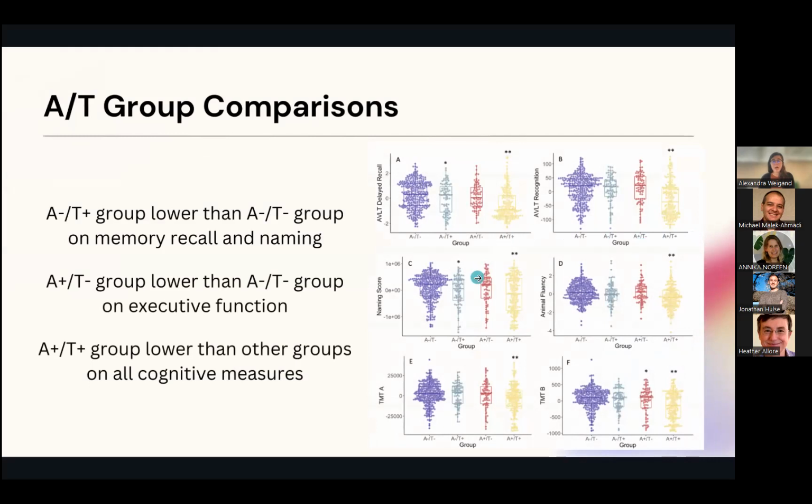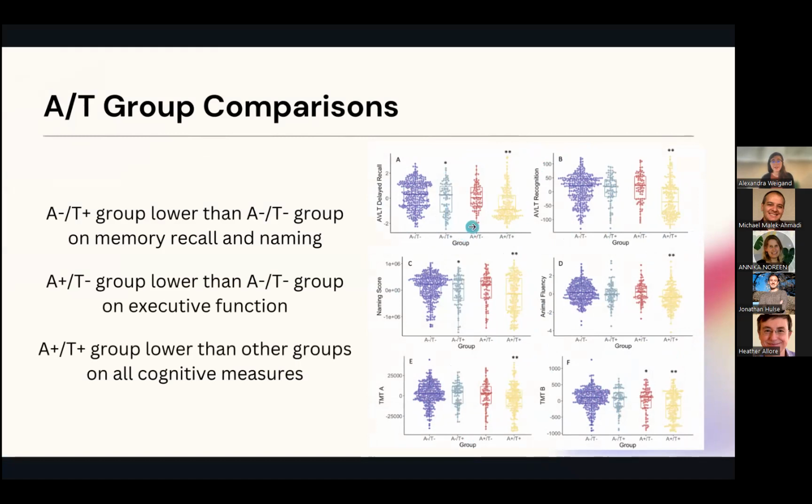So in terms of our neuropsychological variables, we have the memory variables here up top, the language variables here in the middle, and the attention/executive function variables here at the bottom. And what I first want to draw your attention to is the fact that the A plus T plus, or both pathology group, unsurprisingly had lower scores across the board, across all domains assessed.